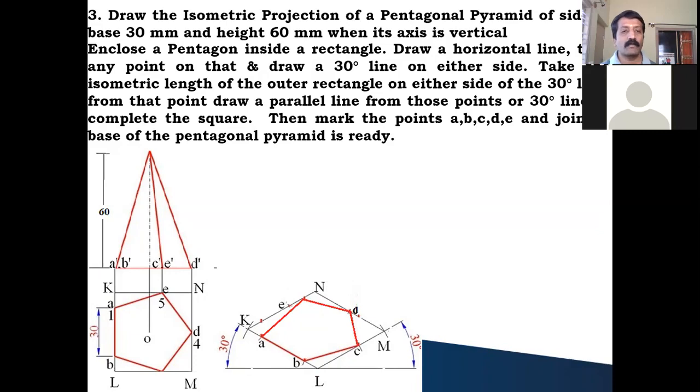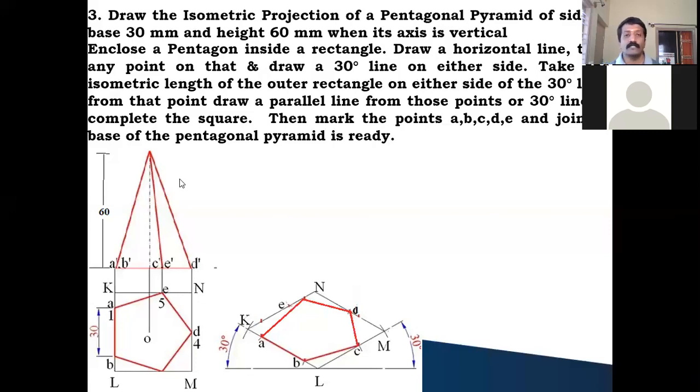From the center of the pentagon you also draw a vertical projector, because the center of the pentagon is where the axis line, the center line of the pyramid, exists. After drawing the vertical projector from all these points, from the axis line at the center point, you take 60 millimeter and draw the vertical projector line. This is your vertex or the apex. Now you draw lines like this to all the points. Then the front view of the pyramid is ready.